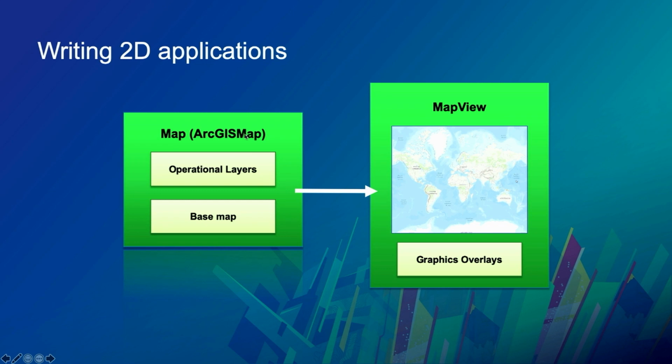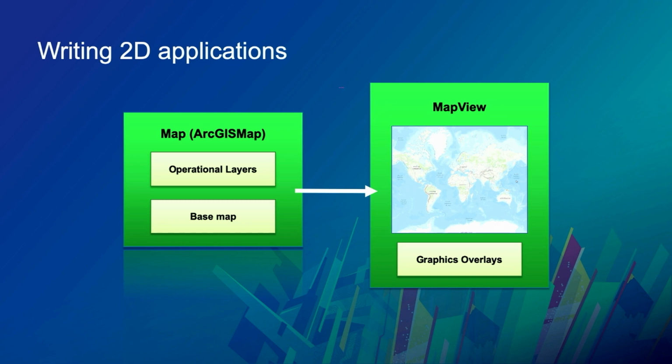And what this does is it defines the business data that you're going to be working with inside your applications. So typically that will include a base map. So this is the wallpaper for your application, like OpenStreetMap data, for example. And then on top of that, we will have our operational layers. So this is your business data.